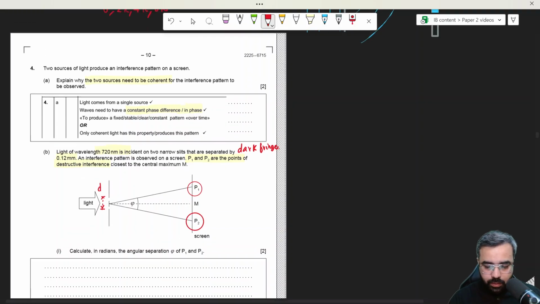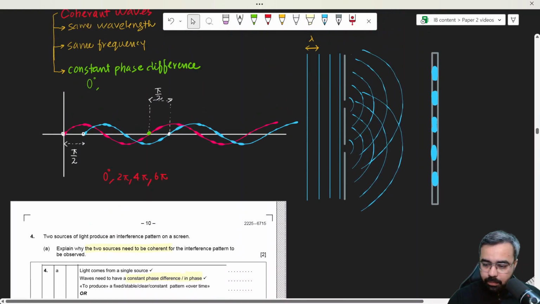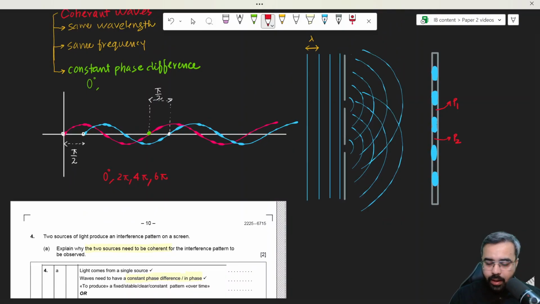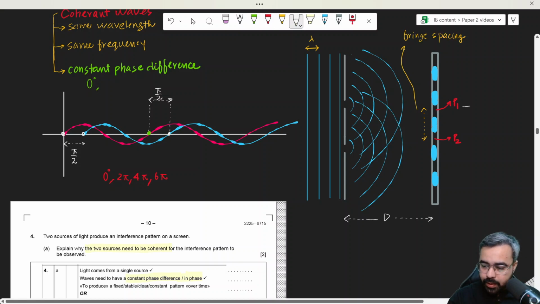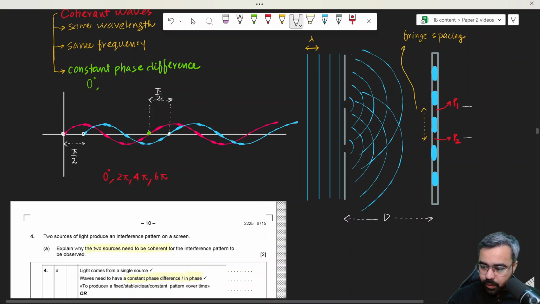Okay, so it must be represented like this: this is P1 and this is P2. And the distance between them, you should remember, the distance between two consecutive dark fringes is always, what do we call it, fringe spacing. So dear students, this distance is of course the fringe spacing, which is s equals lambda D over small d.